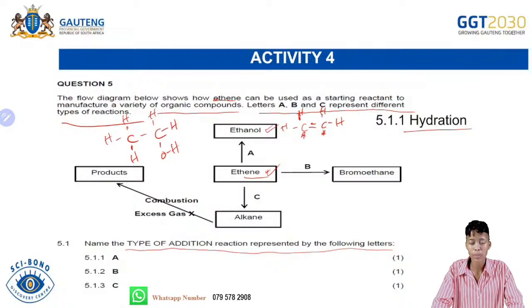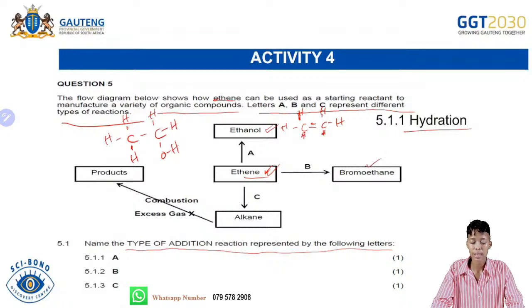Because both carbon number 2 and carbon number 3 have a total of what? They both have a total of 2 hydrogens. Then the next one says, name the type of addition reaction again for B this time. So with B, again, we are moving from what? An unsaturated compound to a saturated compound.